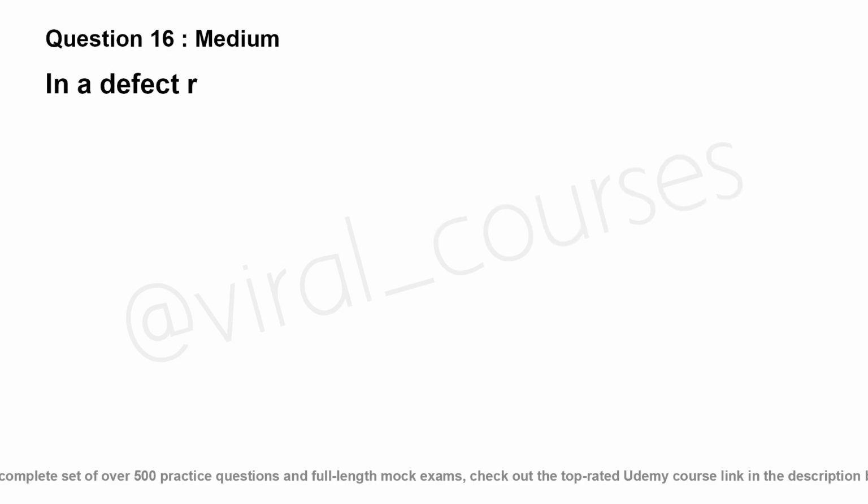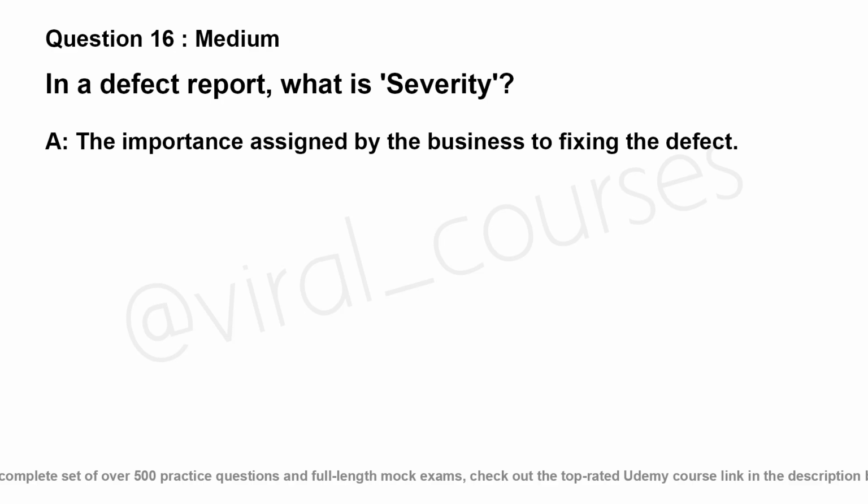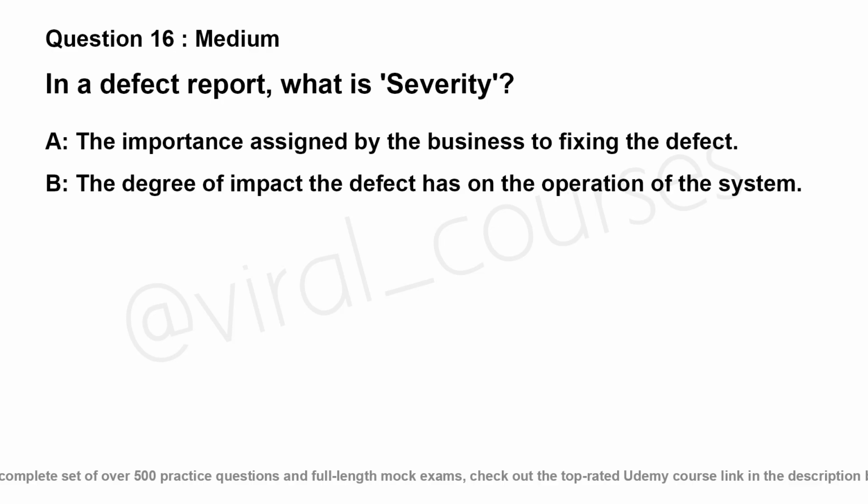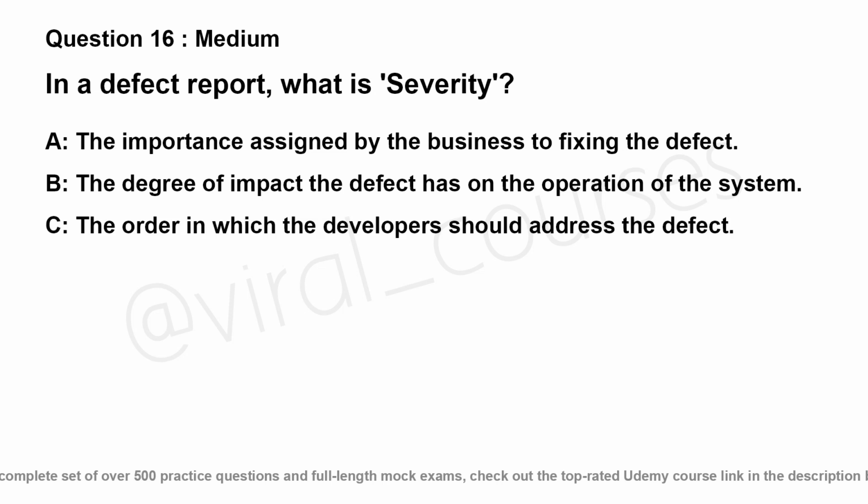In a defect report, what is severity? Option A. The importance assigned by the business to fixing the defect. Option B. The degree of impact the defect has on the operation of the system. Option C. The order in which the developers should address the defect. Option D. The difficulty of fixing the defect code.